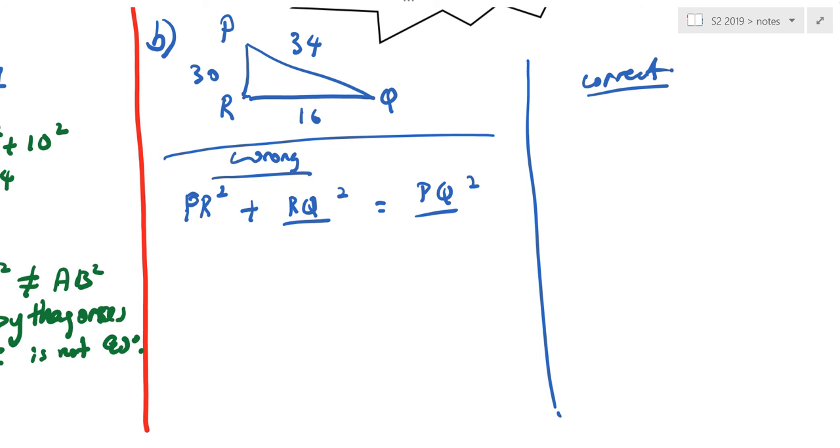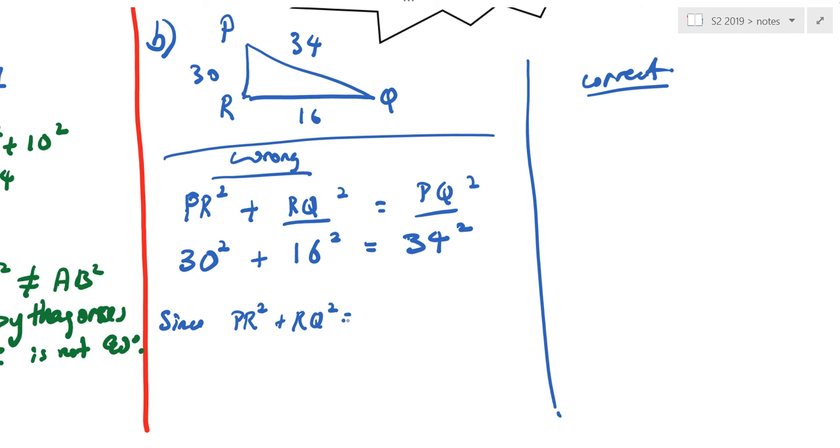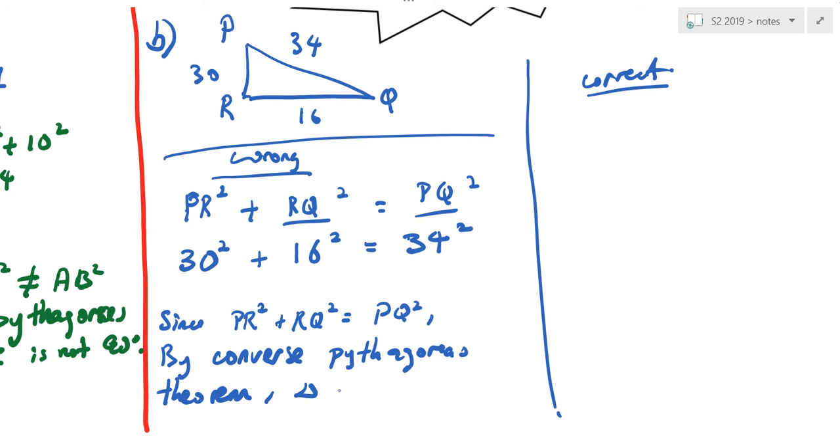And are they really equal? They are really equal, right? PR is 30 square, RQ 16 square. Is it really equals to 34 square? Yes, right? It happens that it is the same. So what can we conclude? Since PR square plus RQ square equals to PQ square, by converse Pythagoras theorem, triangle PQR is 90 degree.